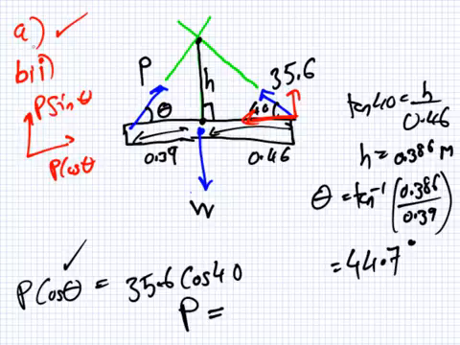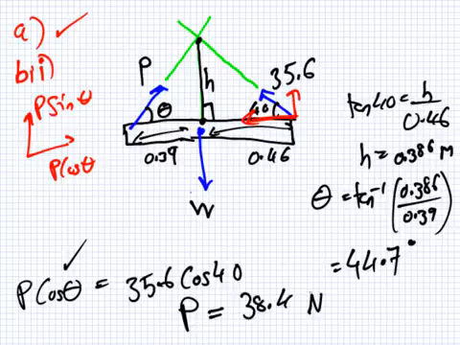P is 35.6 times cos 40 divided by cos 44.7. So I get P is 38.4 newtons. Or in the book, they do it, yeah, that's fine.